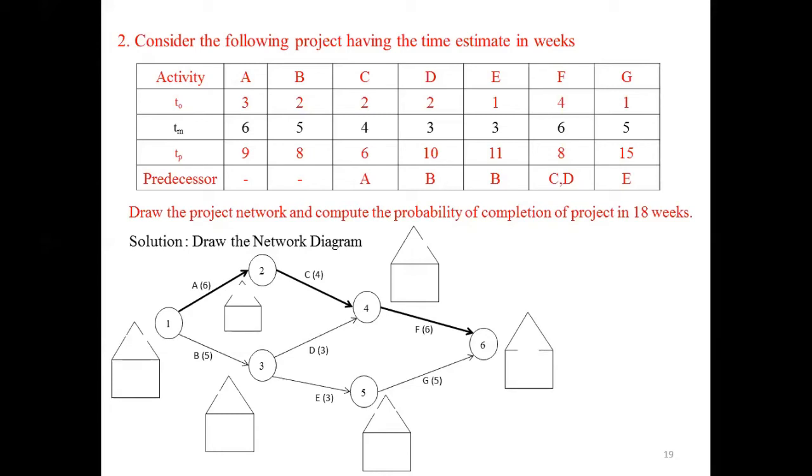Similarly, you have to fill the forward pass and backward pass. For the forward pass, we'll start from node 1. We'll fill this square block. This block will start from 0. For node 2, 0 plus 6 is 6. For node 3, 0 plus 5 will get 5. Similarly, for node 4, we have 2 arrows, one from node 2, one from node 3. If I consider from node 3, 5 plus 3, we get 8. If I consider from node 2, 6 plus 4, we will get 10.